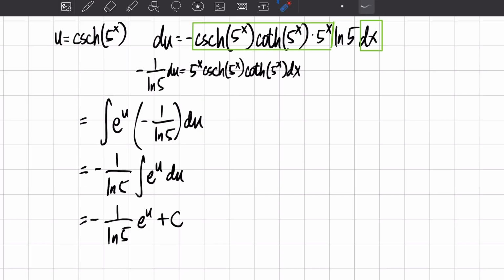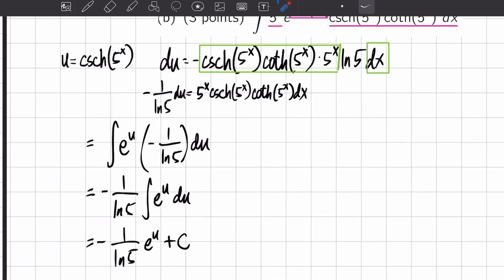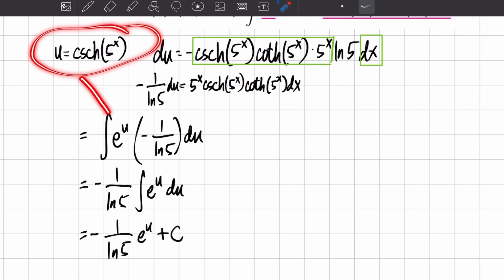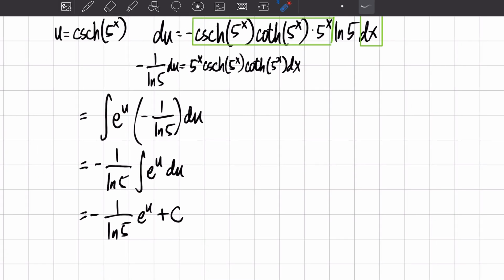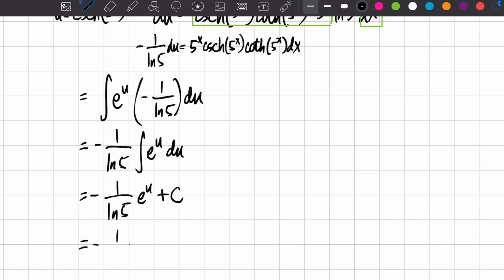But wait, we are not done. Remember that the u in the problem is in terms of x. So we will plug back this one right here. So we have negative 1 over ln 5 times e raised to the hyperbolic cosecant of 5 raised to x plus c.